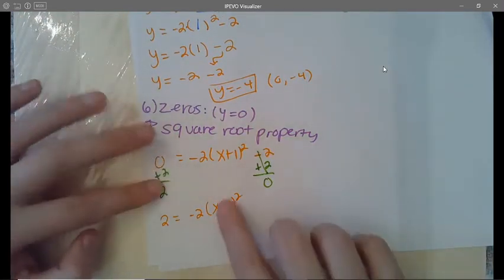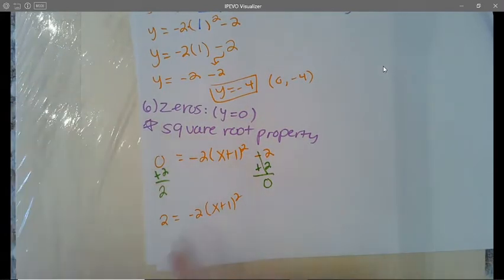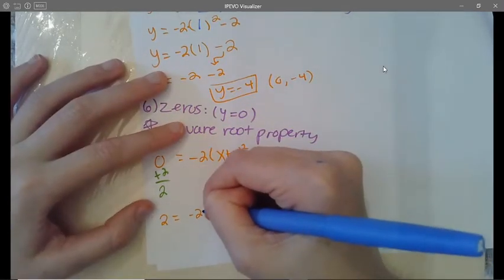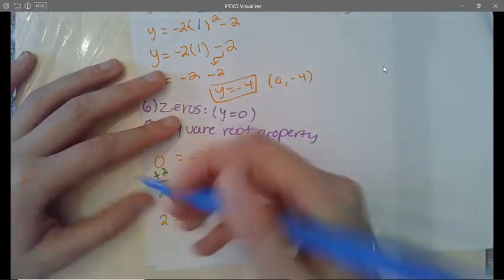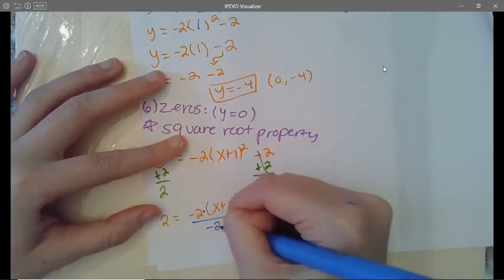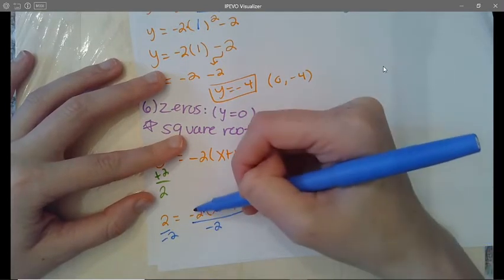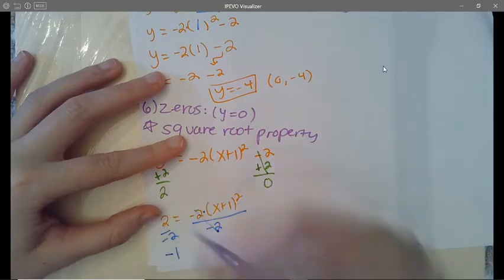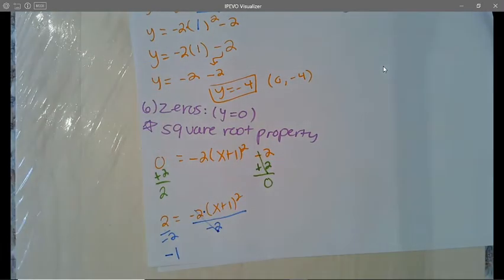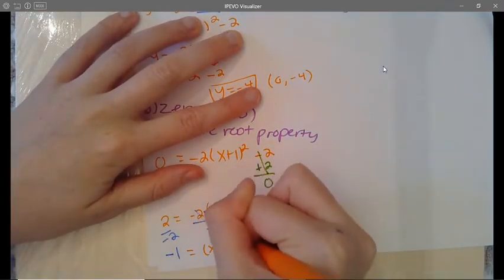Okay, now before I can deal with this x plus 1 squared, I need to move this -2 to the other side, which -2 is secretly multiplying to the parenthesis. So the way that you move that to the other side of the equation is by dividing it on both sides. Which -2 divided by -2 will cancel and turn to 1. 2 divided by -2 is -1. Okay, so we're left with -1 equals x plus 1 squared.